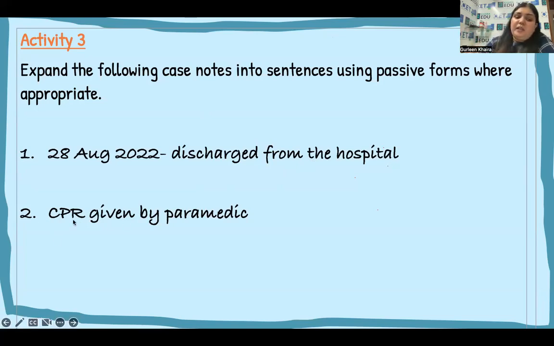Then we come to the second one, CPR given by paramedic. First, transform this into a complete sentence. Then think about what would be appropriate, active or passive. Why do you think passive, Habiza? Don't you think the doer of it, it's a medical procedure, right? CPR. So the doer of the action, who did this action on the patient, that's also important, I believe. So active would be appropriate here.